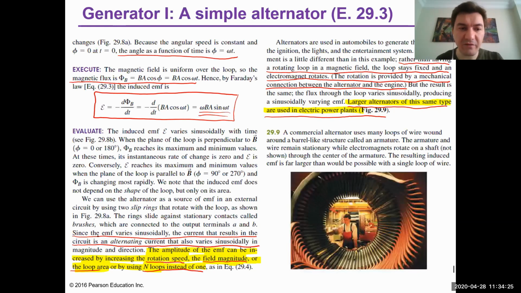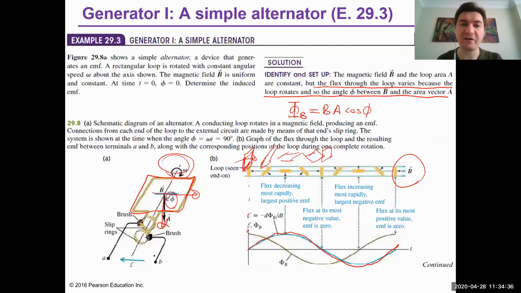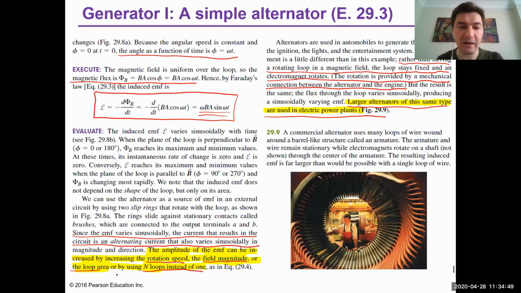Since EMF varies sinusoidally, the current that results in the circuit is an alternating current that also varies sinusoidally in magnitude and direction. So by using this type of alternator, we produce an alternating current. AC current you can produce by using this design. And the amplitude of the EMF can be increased by increasing the rotation speed.